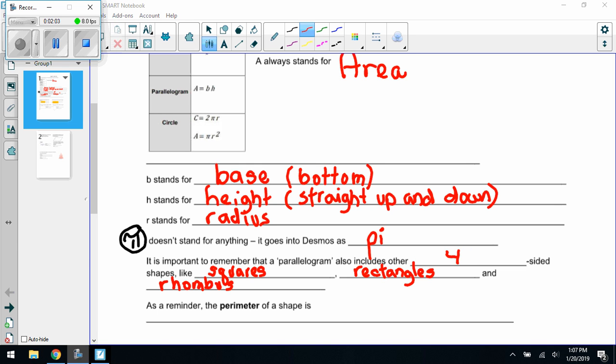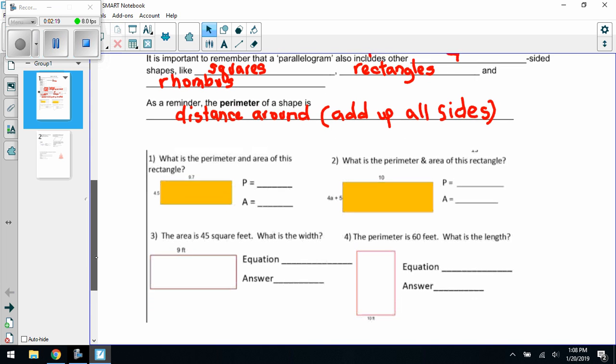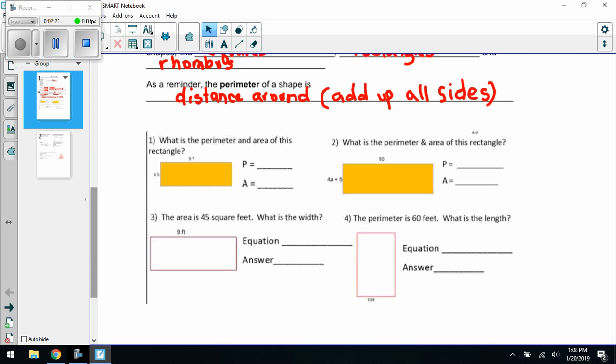And just as a reminder, the perimeter of a shape is the distance around, and all you'd have to do is add up all the sides. So let's do some examples. Number one, what is the perimeter and area of this rectangle? Well, for perimeter, just like we showed you in the notes above, it's the distance around. So all you have to do is add up all the sides.